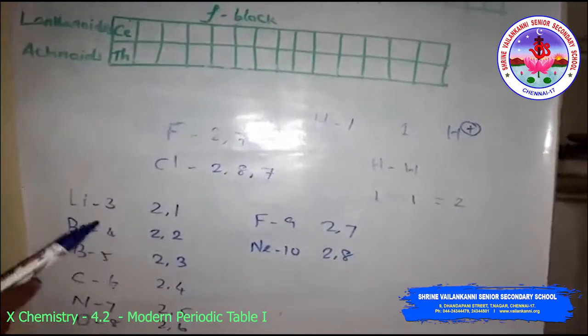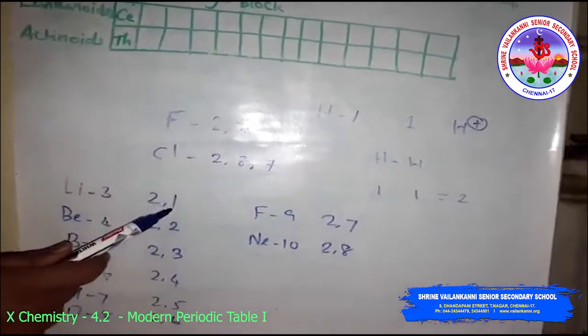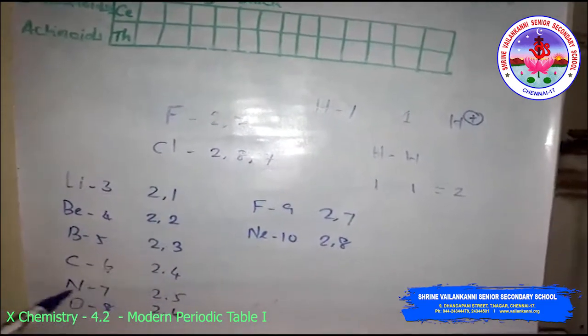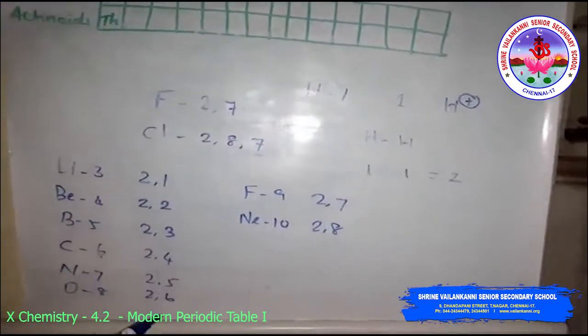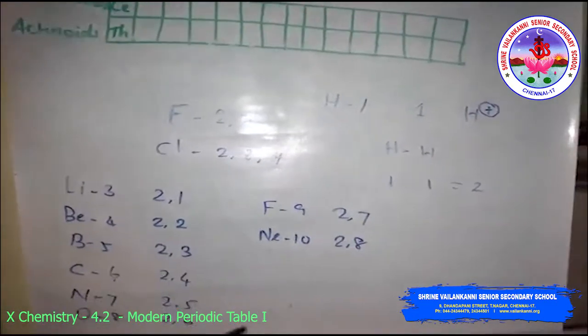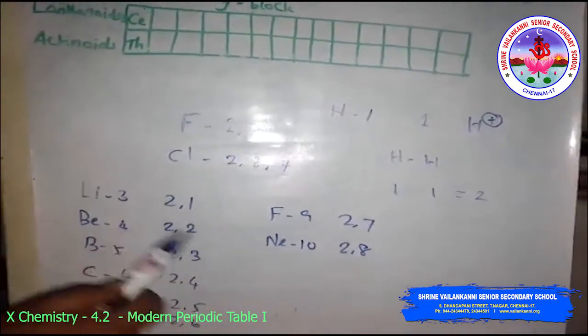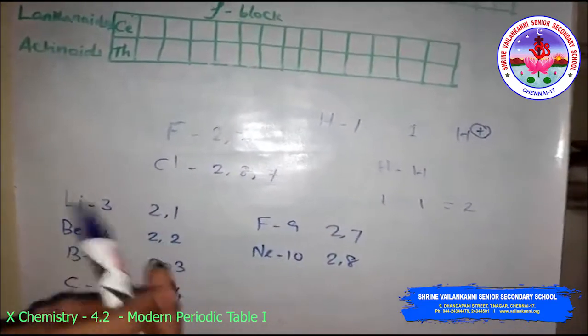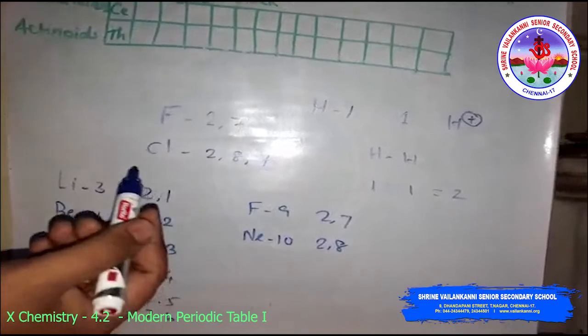In the second period, lithium has valence electron 1, beryllium 2, boron 3, carbon 4, nitrogen 5, oxygen 6, fluorine 7, neon 8. So the valence electron increases one by one, that is, by 1 unit.